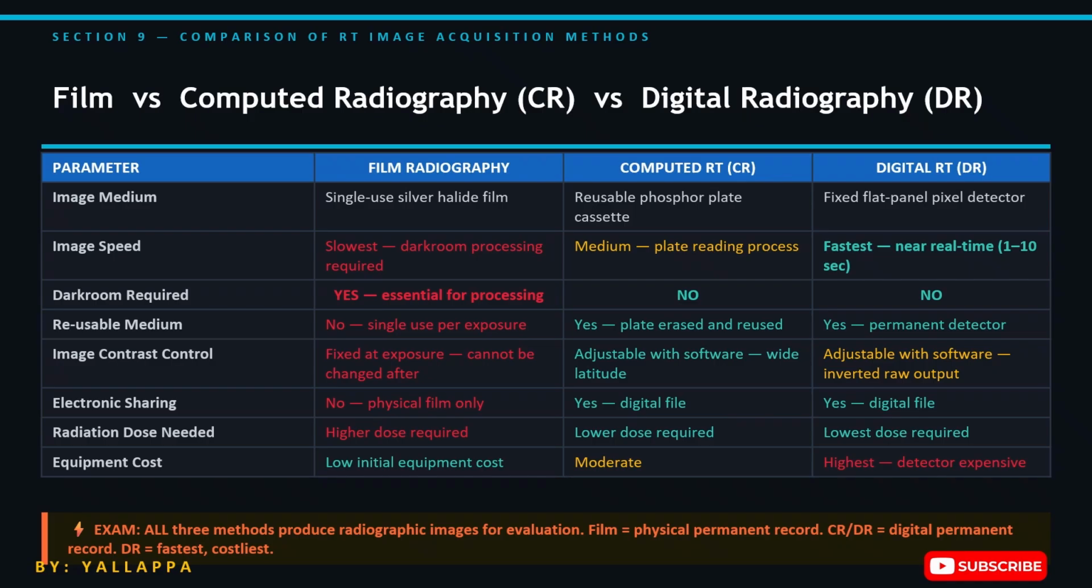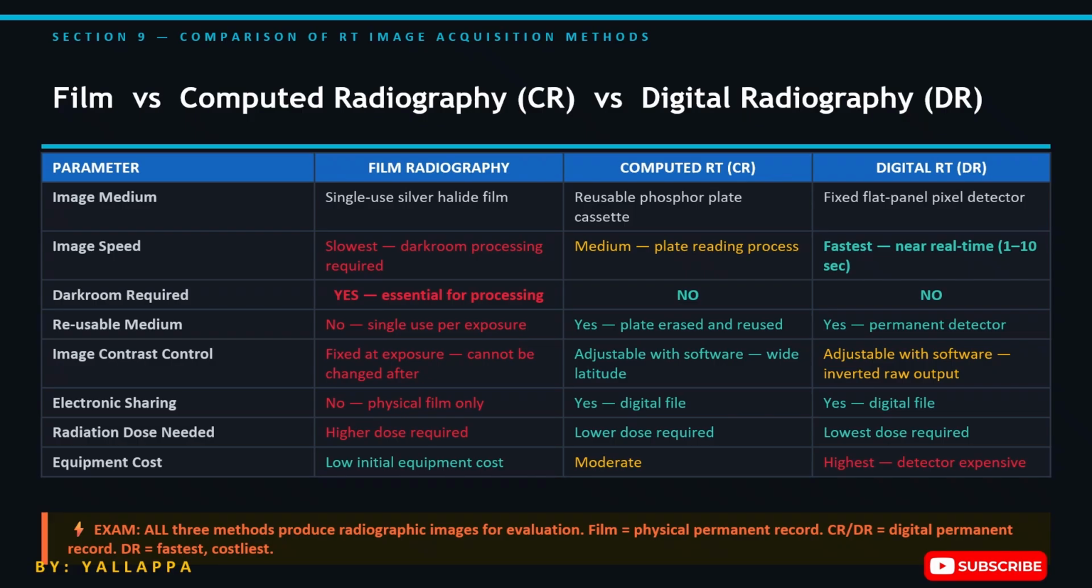So, when comparing the three, don't ask simply, which one is best? The correct engineering question is, which system is appropriate for the inspection requirement? We consider required image quality, productivity, access, equipment availability, cost, environmental conditions, radiation dose, digital image requirements, and applicable procedures.